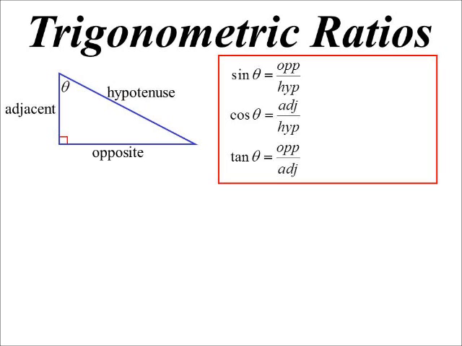So sine, opposite over hypotenuse, cos, adjacent over hypotenuse, tan, opposite over adjacent, all sorts of creative ways of remembering those ratios. However you choose to do it, of course, is up to you.